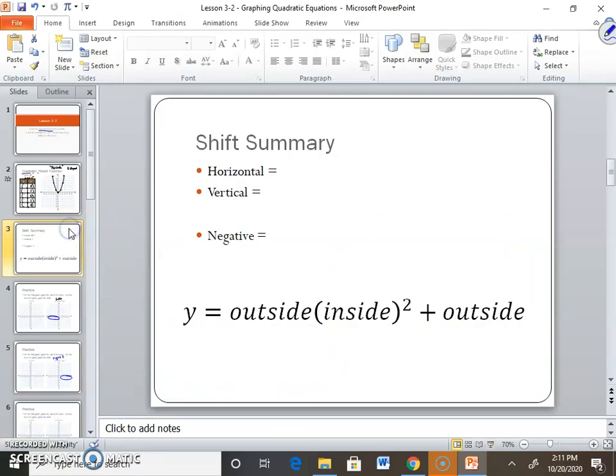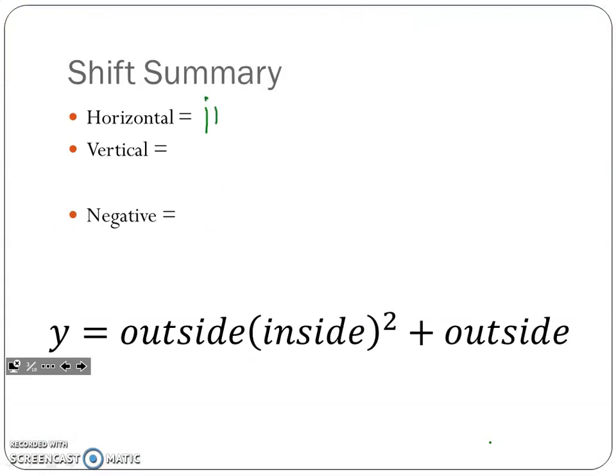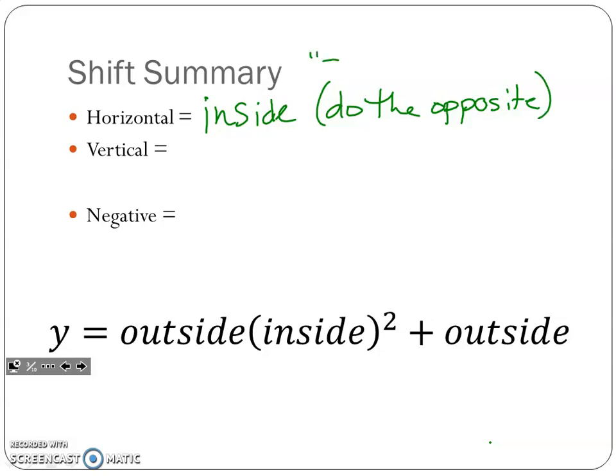Okay? When you are dealing with horizontal shifts, those horizontal shifts are going to be on the inside, and they do the opposite direction. So if I see a negative, that goes to the right. But if I see a positive, that goes to the left. And that's weird. Inside, we do the opposite. Negative goes to the right, positive goes to the left.